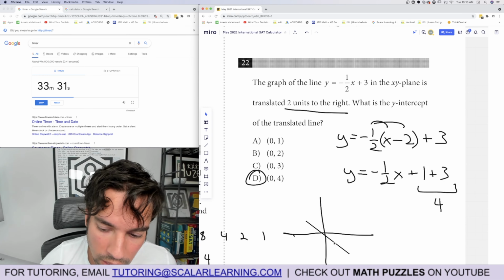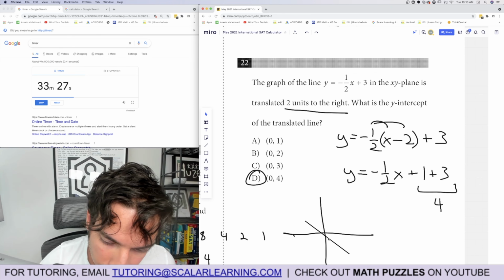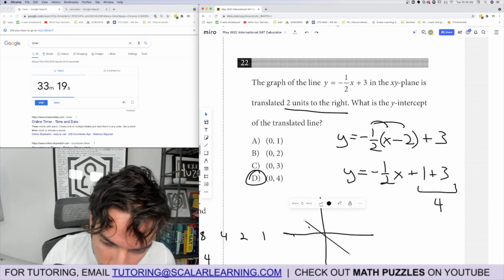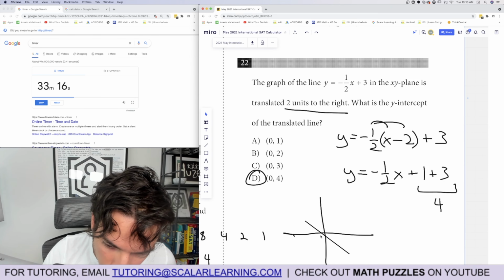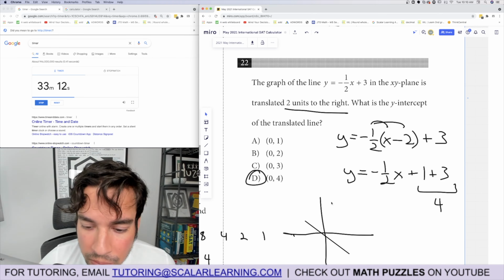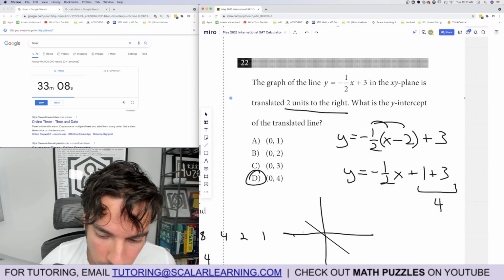So we got this guy. Oh man, this is not working. I'm trying to grab it. Hold on, let me try with the mouse. Oh, I can't move it. Okay, well anyways, I'll just redraw it. So we got negative, and let's draw it through like this.